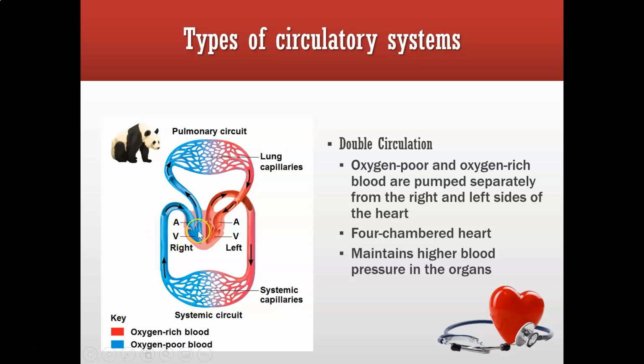So the right side of your heart is always oxygen poor. That's the blood that's returning from your body after it's dropped off its oxygen and picked up excess carbon dioxide. We're going to take that oxygen-poor blood and run it through the pulmonary circuit to do the diffusion of gases. So CO2 leaves, oxygen comes in. We take that oxygen-rich blood back to the left side of your heart, which is always oxygen-rich, and then we pump that out to your body cells, drop off the oxygen, pick up the carbon dioxide, and the system starts again.